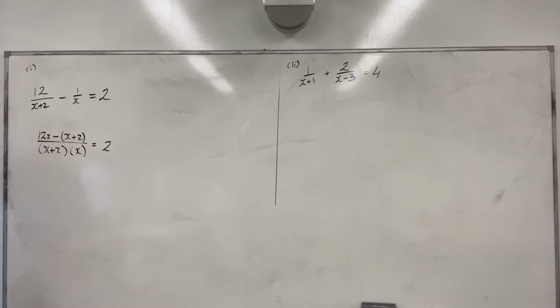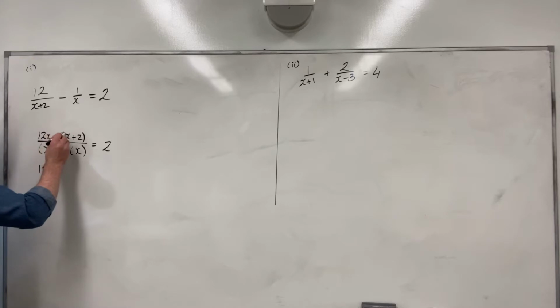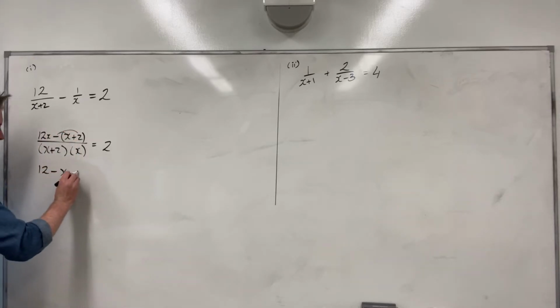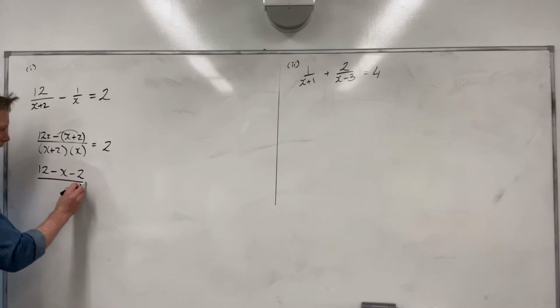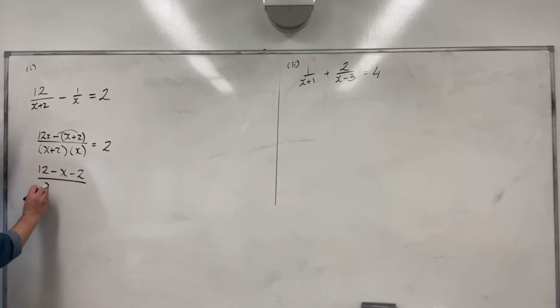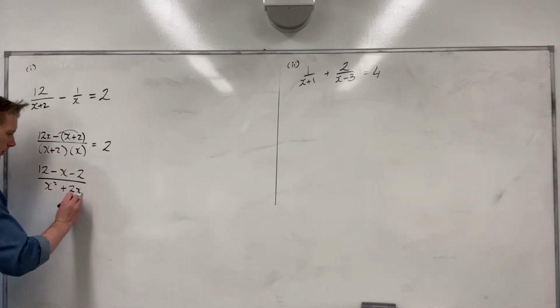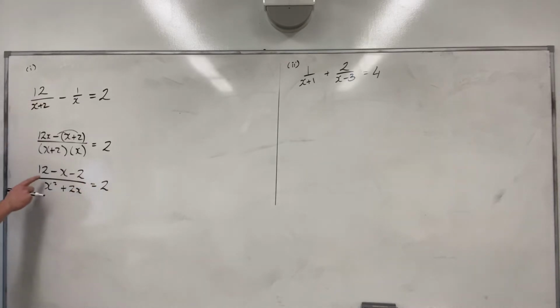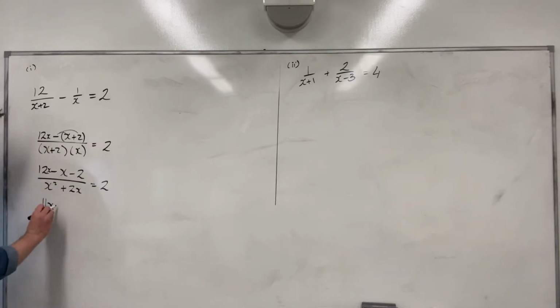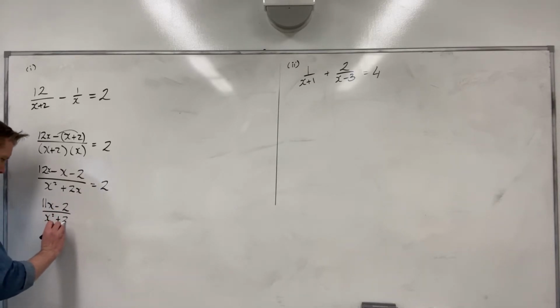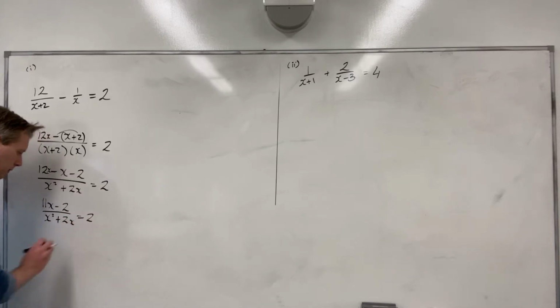Okay, so now I can distribute out up on top here. I have 12x minus, distributing in my x, I get minus x minus 2, all over, distributing in my x here, I get x squared plus 2x is equal to 2. Oops, sorry, dropped an x, 12x. So I have 12x minus x is 11x up on top, minus 2, all over x squared plus 2x, and that's equal to 2.